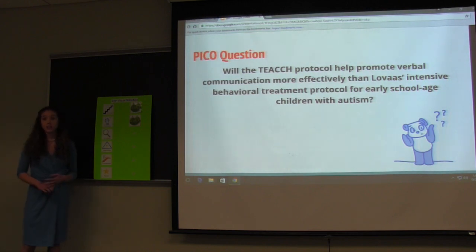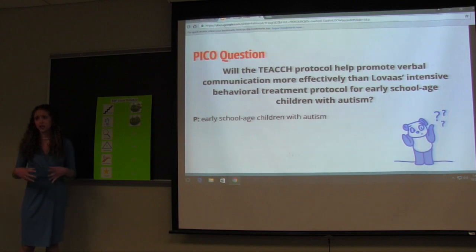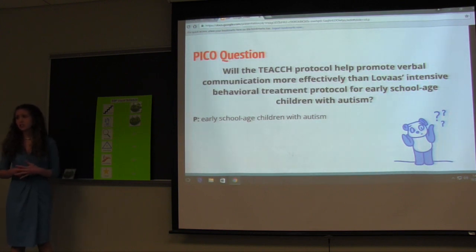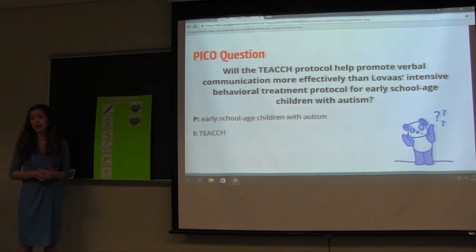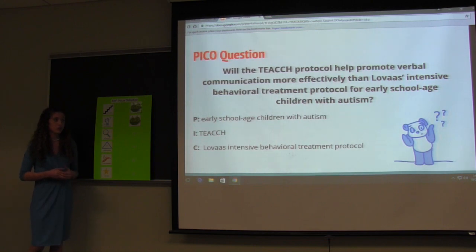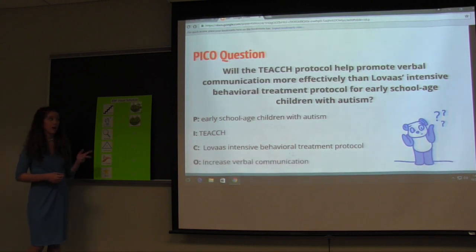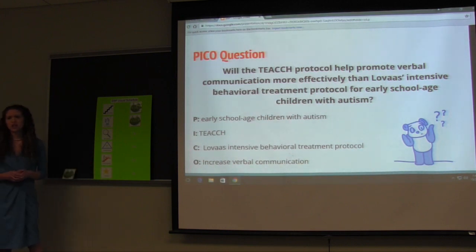Our population is early school-age children with autism. Since Tommy is 5 years of age, he matches that early school-age group. The intervention that we chose is TEACH, since the teacher is already using these techniques in the classroom. We're going to compare that to low-VOS, since that was another treatment approach brought up in the meeting at the school. In the next slide, we will actually compare and contrast both of these treatment approaches. The outcome we would like to see in Tommy is an increase in his verbal communication.